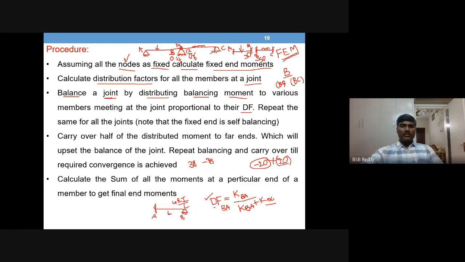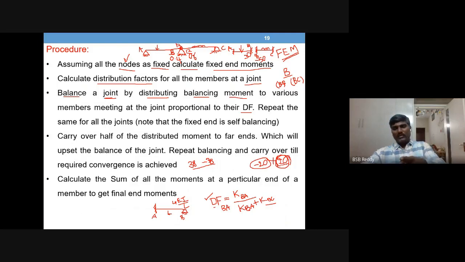What is total value? 0. Okay. That is how it is done. So balance a joint by distributing the balancing moment. What is the balancing moment? This is the one which is balancing minus 20. So minus 20 is the remaining value, the remaining moment there.